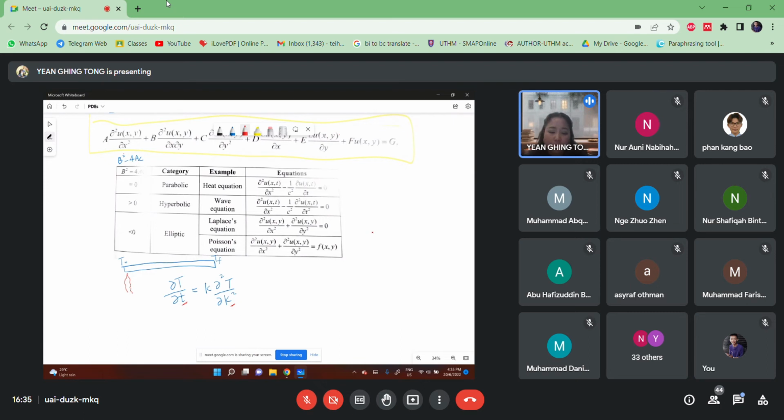Okay, so if I want to refer these equations to the equation above, this equation above.